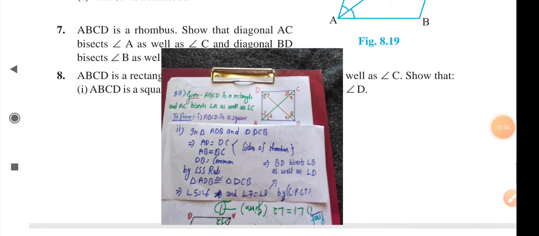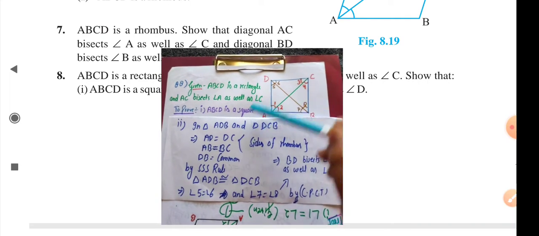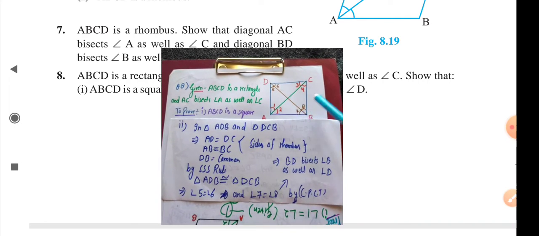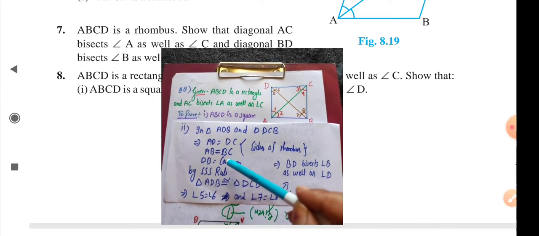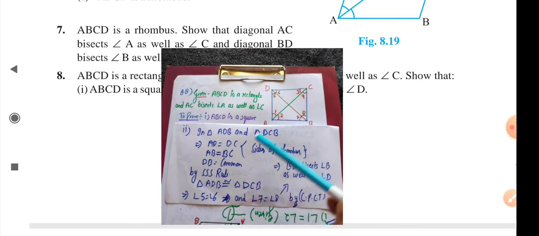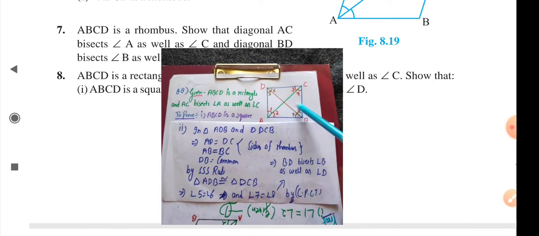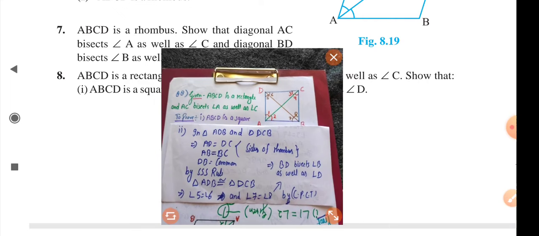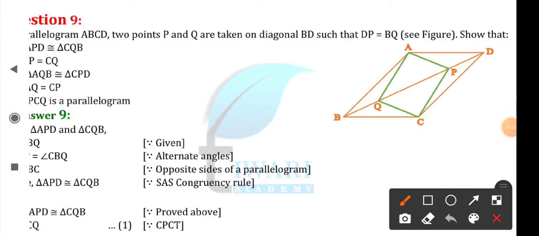Now see the second part. If you see carefully, the second part is similar to the previous question. You have to take these two triangles, ADB and DCB, and by SSS congruency both the triangles will be congruent, and by CPCT angle 5 equals angle 6 and angle 7 equals angle 8. Hence you can say that BD bisects angle B as well as angle D. Now see question number 9.